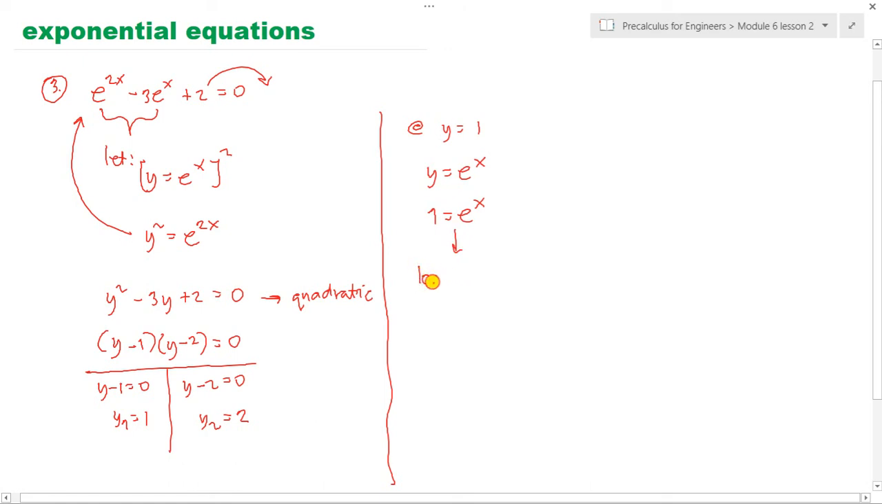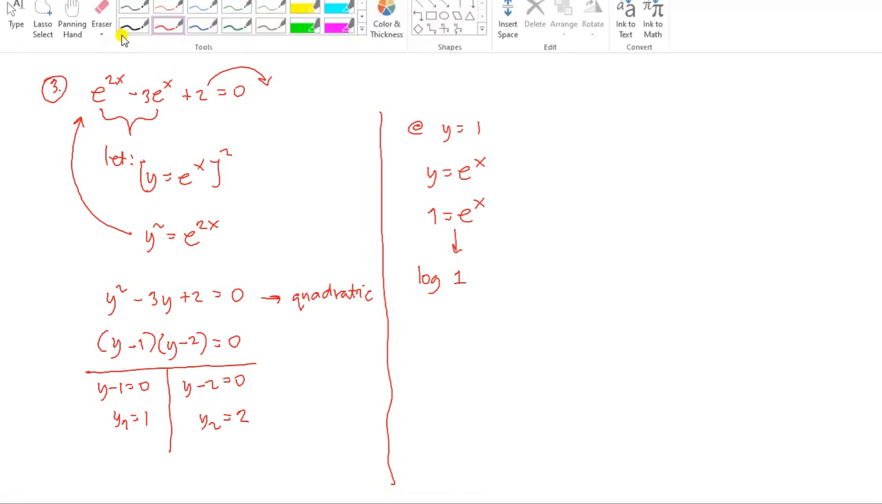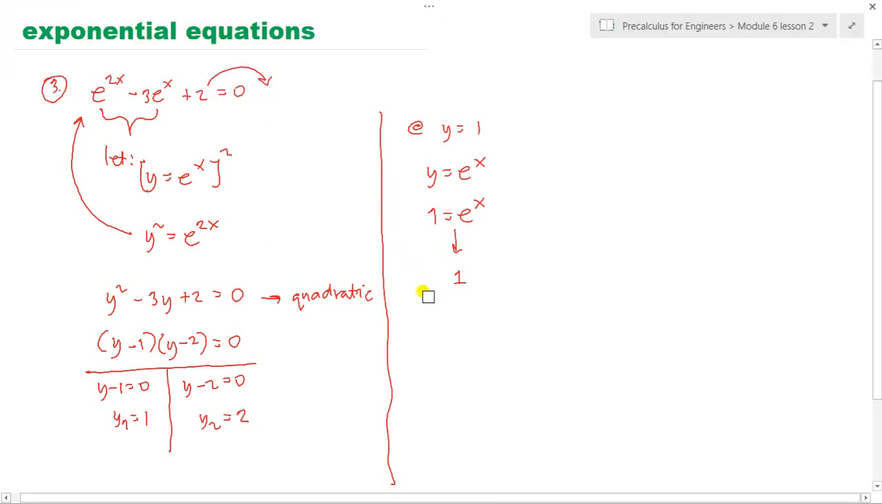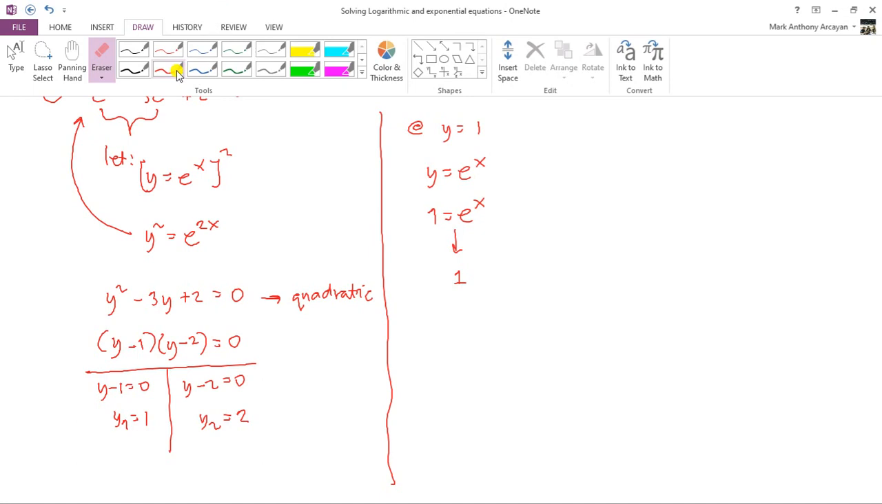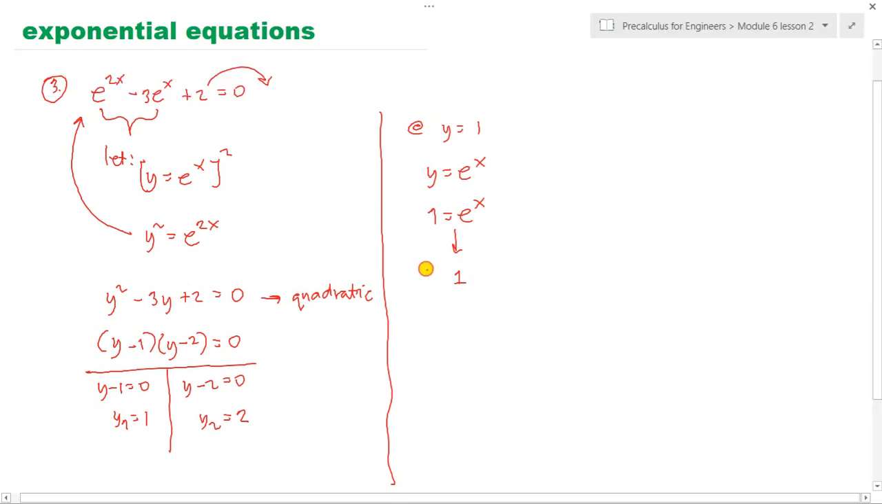That is the logarithm of the resulting answer, which is 1 to the base of e, or we can just use the natural logarithm, because it works with e. So here we can say that the ln of 1 is equals to x. So x is equals to ln of 1. What is the ln of 1 on the calculator? Ln of 1 is equals to 0. So therefore, that is our value of x sub 1.